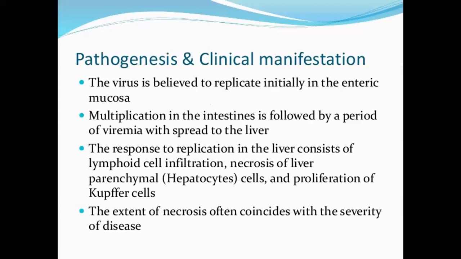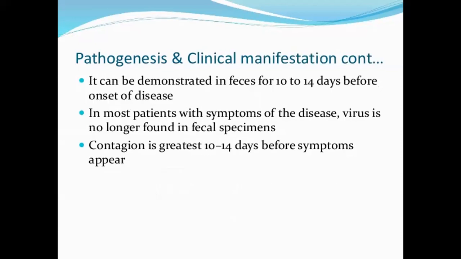So, how does it work? Pathogenesis and clinical manifestations. The virus is believed to replicate initially in the enteric mucosa. The multiplication in the intestine is followed by a period of viremia, which spreads to the liver. The response to replication in the liver consists of lymphoid cell infiltration. There is necrosis of liver parenchymal hepatocyte cells, and also a proliferation of Kupffer cells. The extent of necrosis often coincides with the severity of the disease.